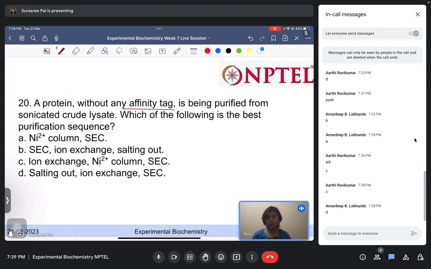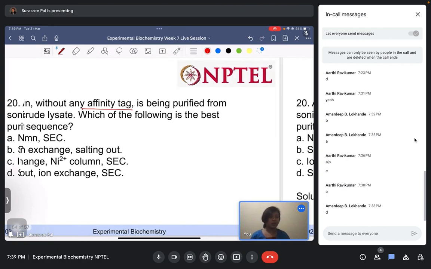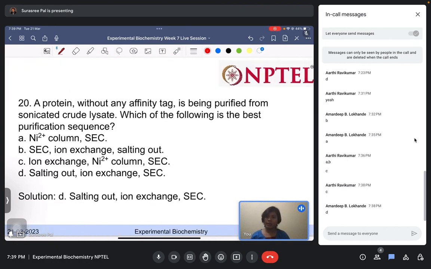So the best purification sequence will be salting out, ion exchange, and followed by SEC. So D is the correct answer. In salting out, the protein will be salted out or precipitated from other proteins by using salt, usually ammonium sulfate or guanidinium hydrochloride, then followed by ion exchange.